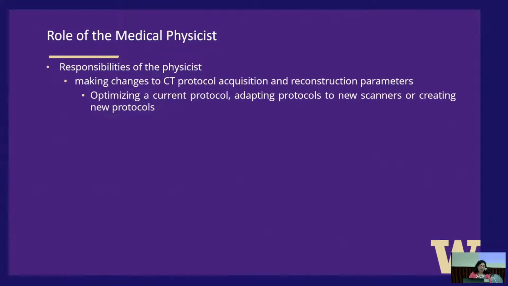So what's our role? Well, we have a lot of responsibilities. Not only do we advise on what scanner to buy when you buy a scanner, but as far as protocol review is concerned, we make changes to CT protocol acquisition and recon parameters. As I said, if you buy a new scanner and use the old protocol from the old scanner, it does not make sense. So you want to optimize what the bells and whistles are. As Sam mentioned, if you have AI available, you want to use it, and make sure your radiologists understand it. So you're changing your protocol to adapt to new features on your scanners, or you may create new protocols depending on the features of your scanners.